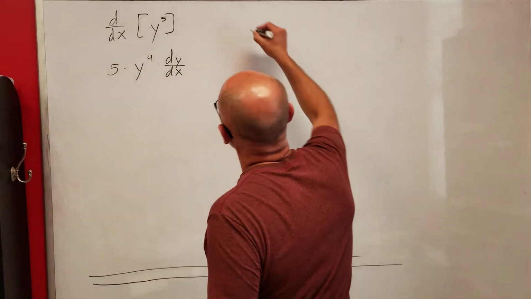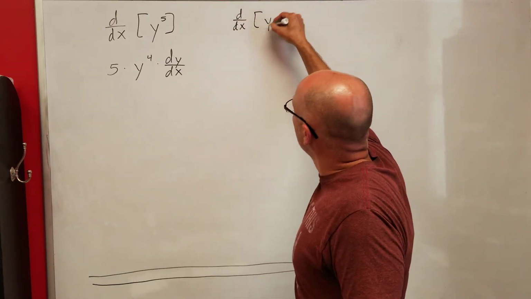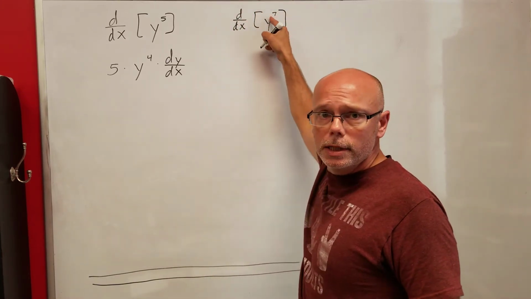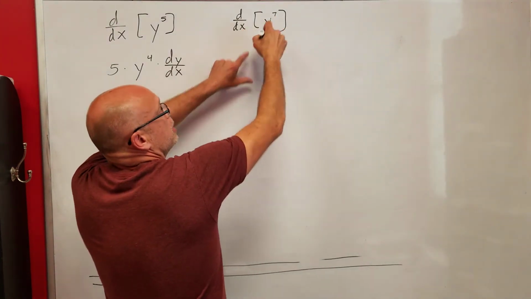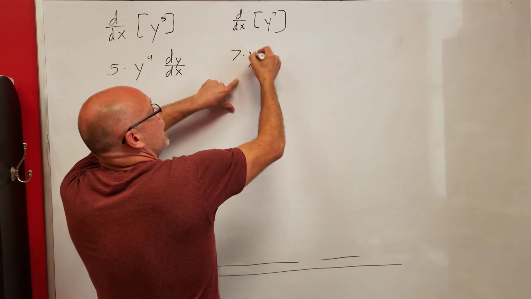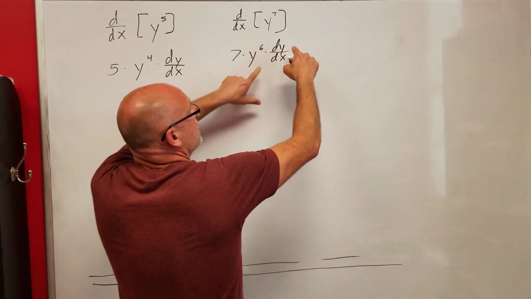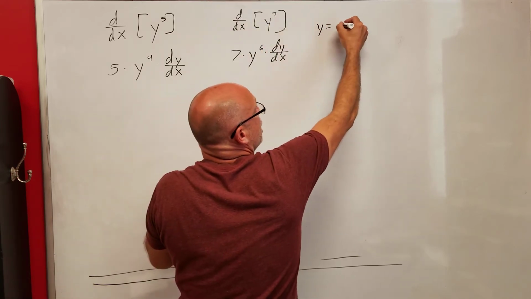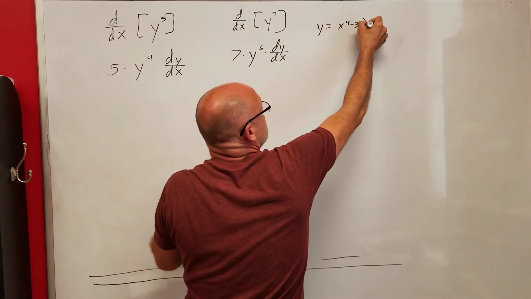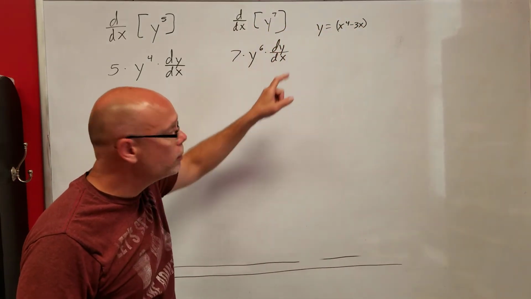Same thing if we have the derivative with respect to x of y to the seventh. How do I handle this if y is a function of x? Since these variables are different, I say 7 times y to the sixth, but I still need dy over dx, because I still need the derivative of the inside, because y might be equal to x to the fourth minus 3x. So I still have to take the derivative of the inside.